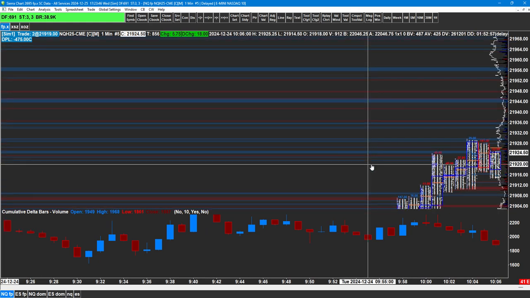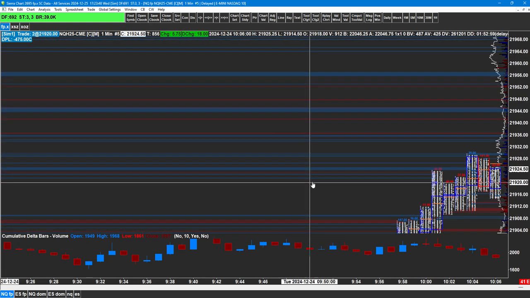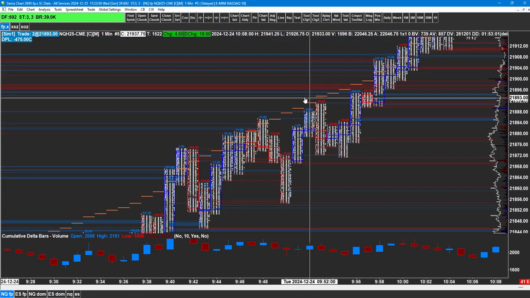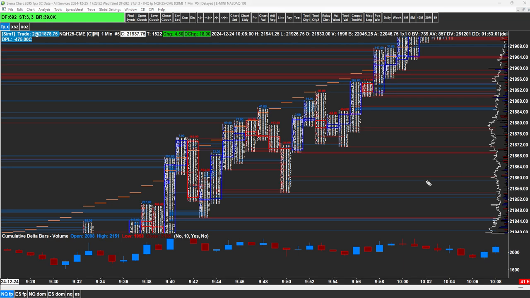All right, so essentially, what the CVD is, it's calculated by delta. The larger the negative, the larger the candle is gonna be. So it's just a candle that represents the delta. And delta is just market participants. Who's the more aggressive market participant?